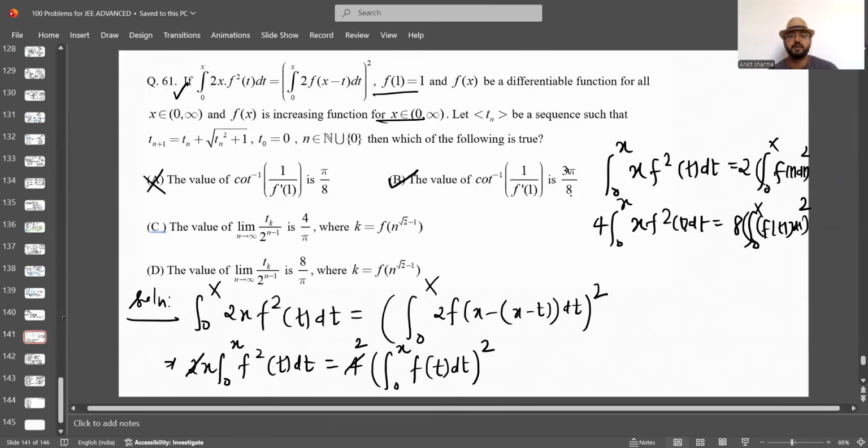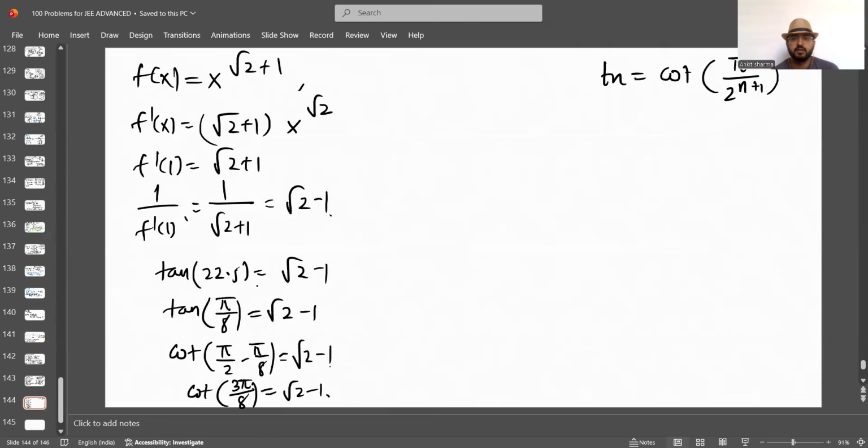This is for cot 8 is 3 pi by 8. And now we'll go for this guy, tk over 2 to the power n minus 1. It's everywhere. So we'll find out first f of n to the power root 2 minus 1. So f of n to the power root 2 minus 1 will be equal to n to the power root 2 minus 1 into root 2 plus 1. That turns out to be simply n. So this quantity is n now.